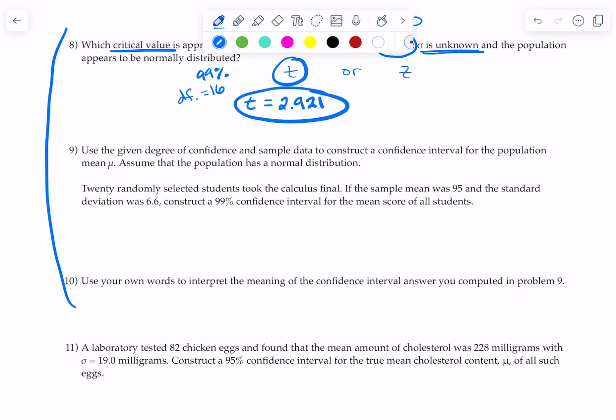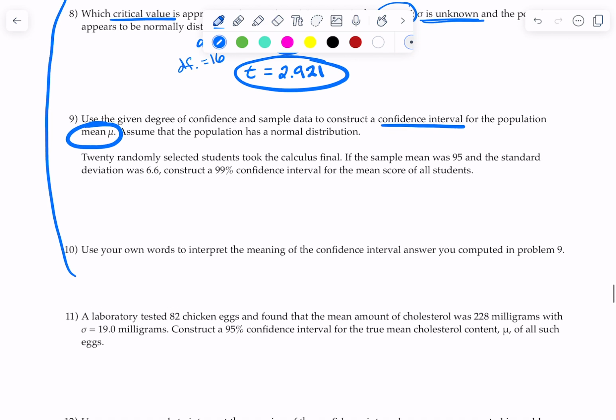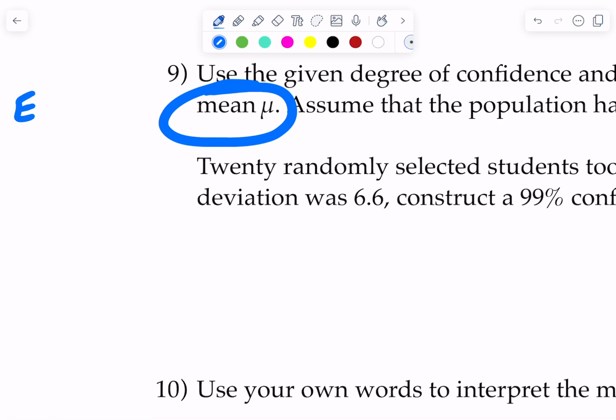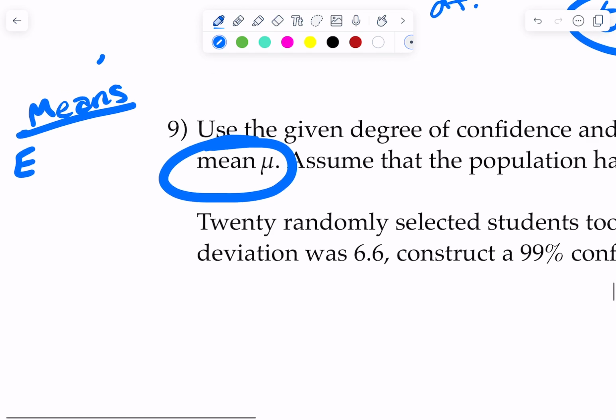Next. Use the given degree of confidence and sample data to construct a confidence interval for the population mean. So now we're into means. Here is the formula for the population mean. This is in section 7 too if you want to look back at your notes. Error is Z or T, usually you're using T, times S over the square root of N.